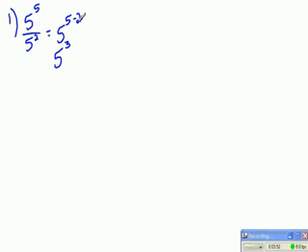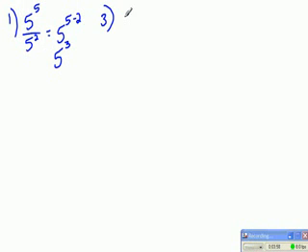So number 1 on the first page. We have 5 to the 5th over 5 squared. So we have the same base, so the base is going to stay the same. And I'm just going to subtract my exponents, which gives me 5 to the 3rd. So that is the quotient of powers.